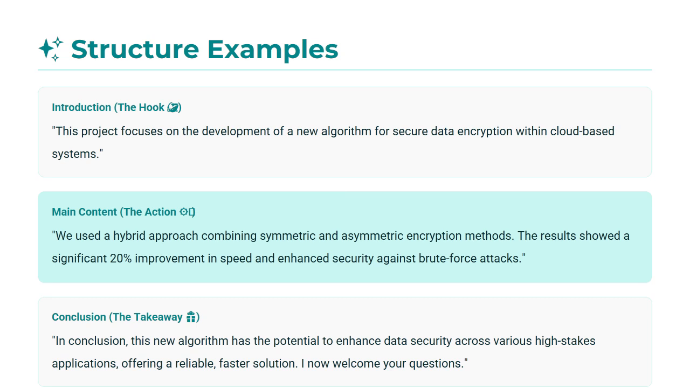Here in the main content we have spoken about the methods and the results. You can even use statistics as evidence. We use a hybrid approach combining symmetric and asymmetric encryption methods. Here, these are the methods used in the research. The results showed a significant 20% improvement in speed and enhanced security against brute force attacks.